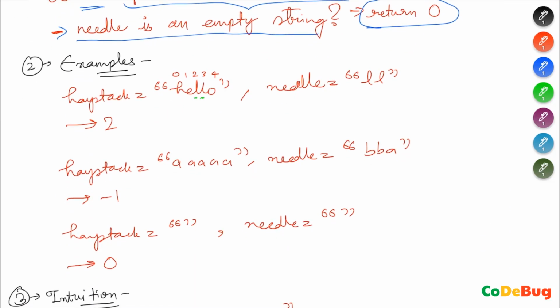Let's say the haystack is hello, and these are the indexes of each character in the string: H has 0, E has 1, and so on. The needle given to us is LL. What we'll return in this case is 2, because LL in the haystack starts from index 2. So we need to return 2 here, the index of the first character from where the needle is there in the haystack, correct?